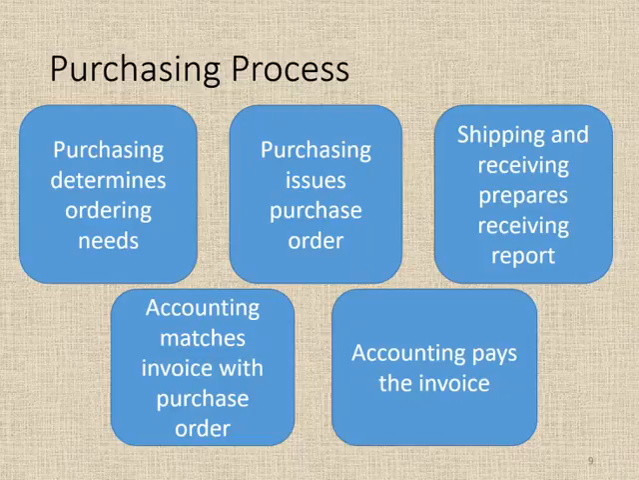So here's an example of the actual purchasing process. The purchasing department would determine the ordering needs, and then they would issue a purchase order. Once that went to the supplier, the supplier would ship the units, which would be received in the receiving department, and they would prepare what's called a receiving report. Accounting then would get that receiving report and match it up with the purchase order and the invoice from the customer, and then they would actually go ahead and pay the invoice.